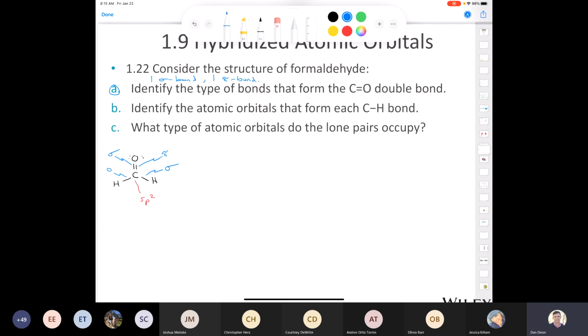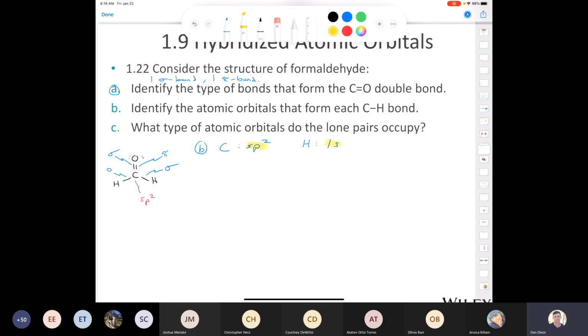It says, identify the atomic orbitals that form each carbon-hydrogen bond. Well, we know that in B, the carbon and hydrogen, if it's just a sigma bond, the orbital that's coming from the carbon is going to be the sp2 orbital, and that's going to be overlapping with the hydrogen 1s orbital. So the overlap is between an sp2 and a 1s of the hydrogen.